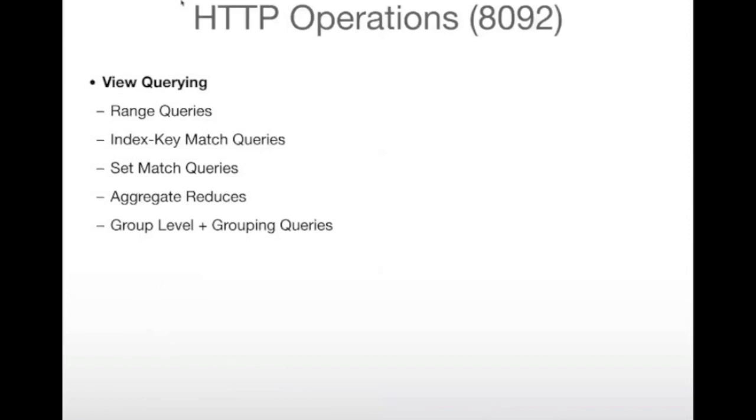We have HTTP operations. Those are on port 8092, and that is for our view querying. Of course, we have a lot of different types of view querying. We cover that in Couchbase 104: range queries, index key matches, and set matches. And that's all on port 8092, and that's HTTP.